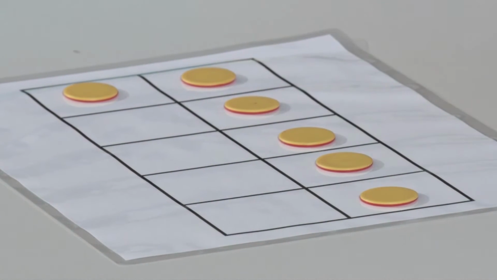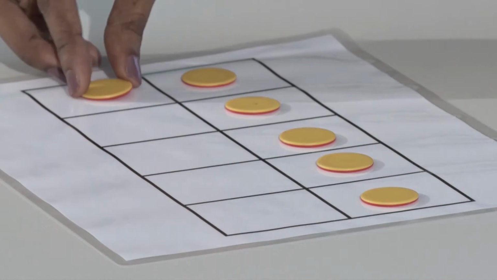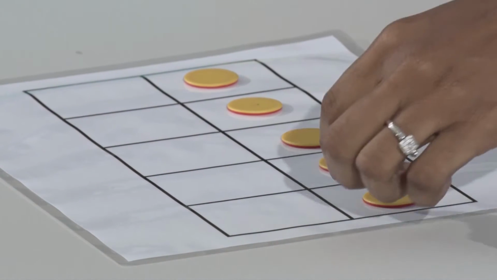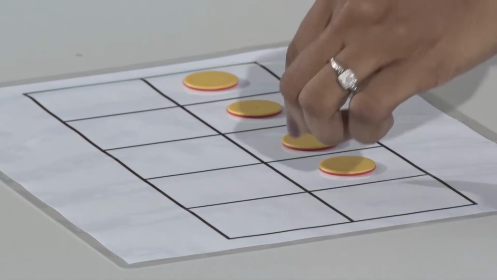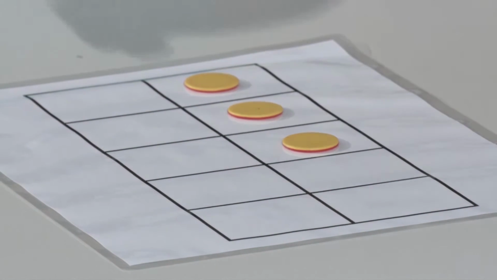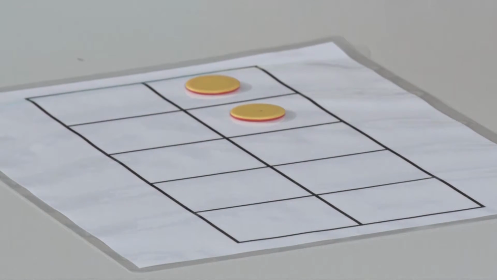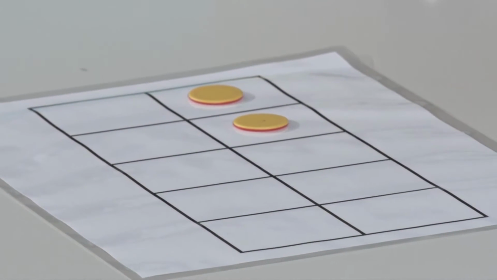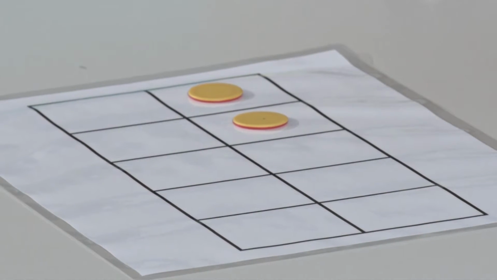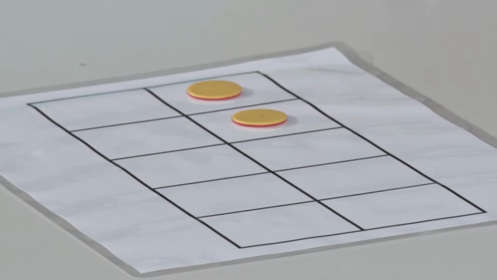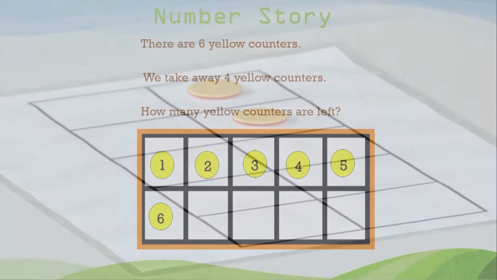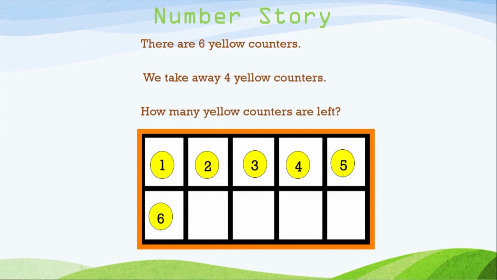I removed 4 yellow counters. So I'm going to remove this one, this one, this one, and this one. How many yellow counters are left? Have you checked? Did you count? Let's count. 1, 2. 2 yellow counters are left. 6 take away 4 equals 2.